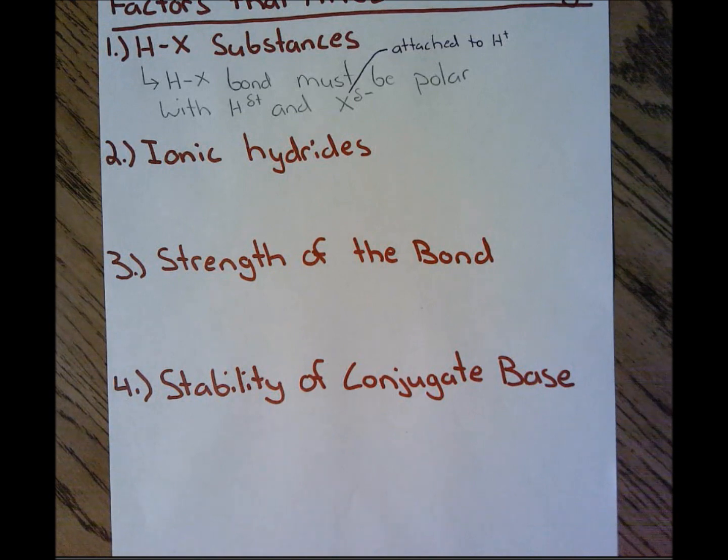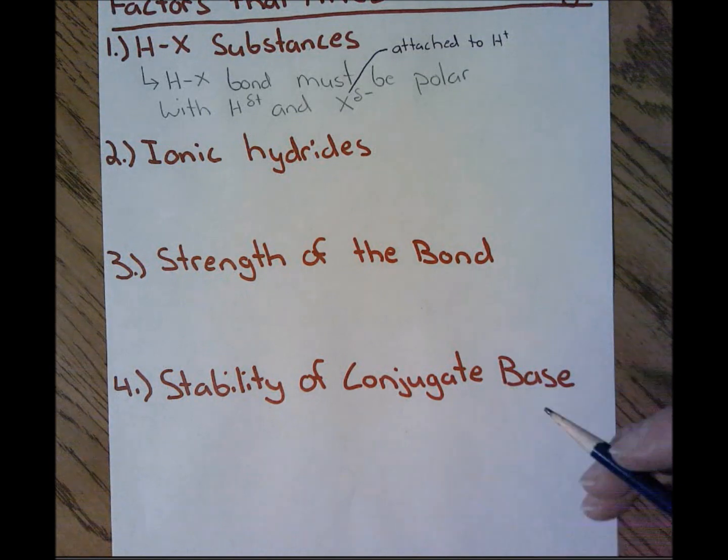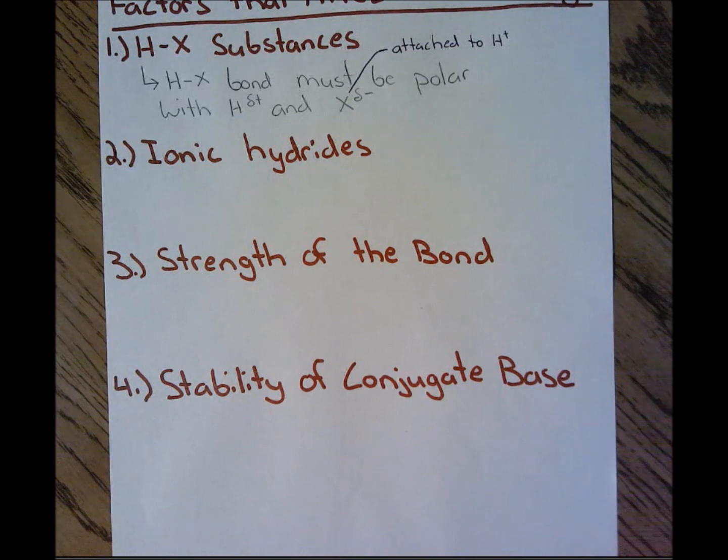Number two, if we have an ionic hydride, that's a better statement. If we have an ionic hydride, the HX bond must be polar with our H, which is now going to have a partial negative, and our X, which has a partial positive. And an example of this is sodium hydride. So let me write that down.